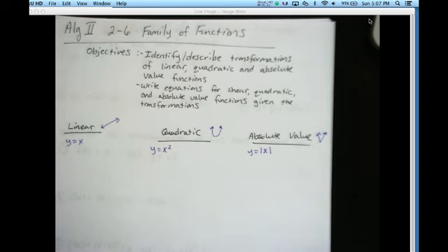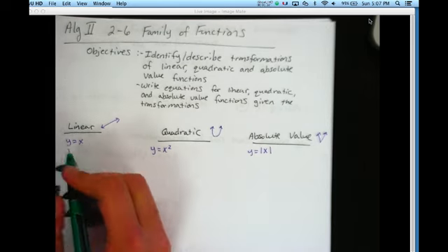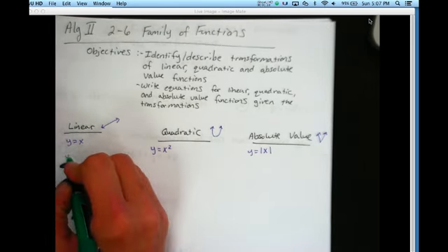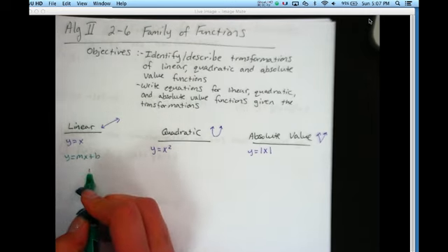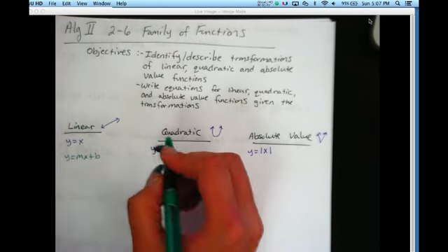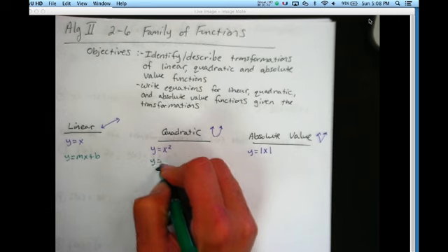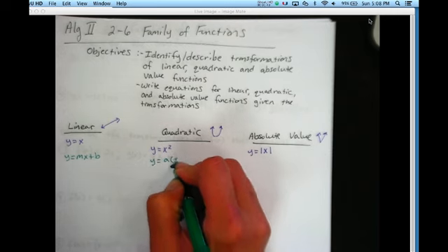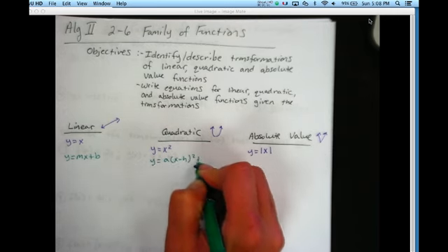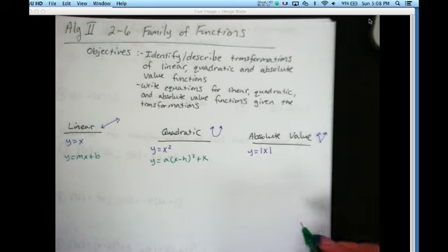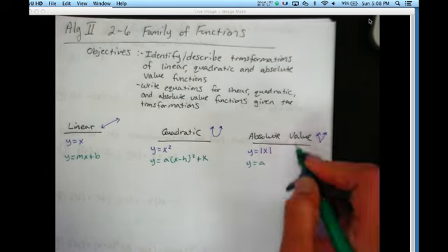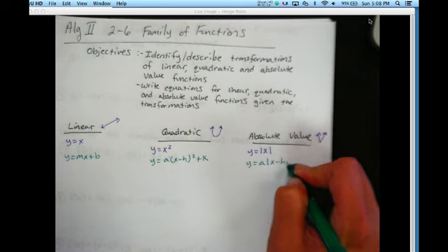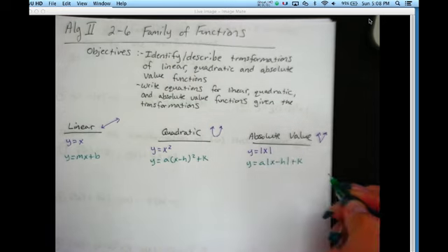So we're going to discuss then the general equations. For our linear, it would be y equals mx plus b, so our slope-intercept form. For the quadratic, y equals a times x minus h, squared, plus k. And then our absolute value, the general equation is y equals a times the absolute value of x minus h, plus k.